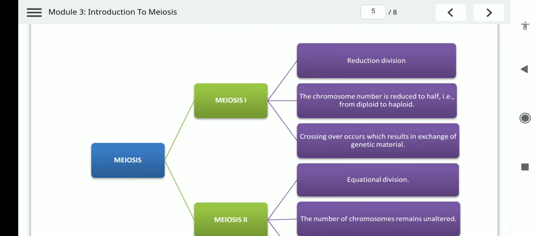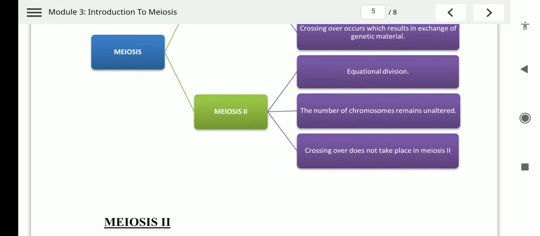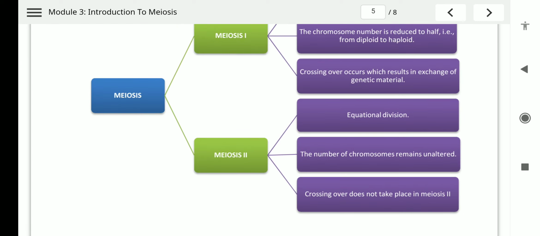Now in meiosis 2, the two daughter cells which are formed in meiosis 1, having haploid chromosomes, go for meiosis 2. In meiosis 2, it is an equational division because the number of chromosomes remains the same. Whatever chromosomes are present in the two daughter cells, they have the haploid number of chromosomes, so that number will be as usual. The number of chromosomes remains unaltered, and crossing over does not take place in meiosis 2.